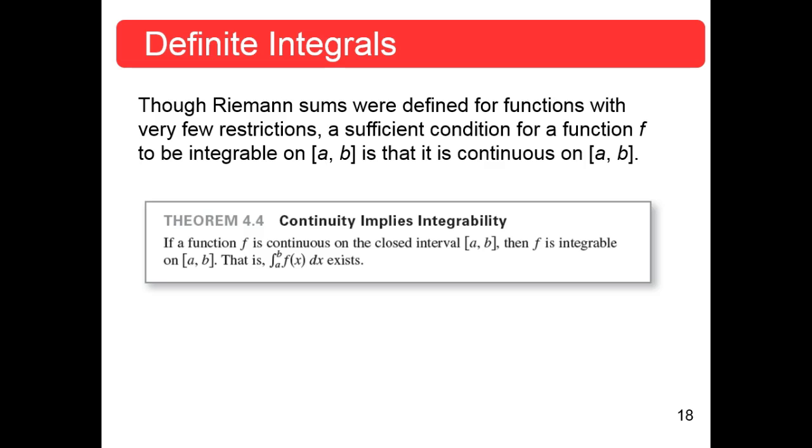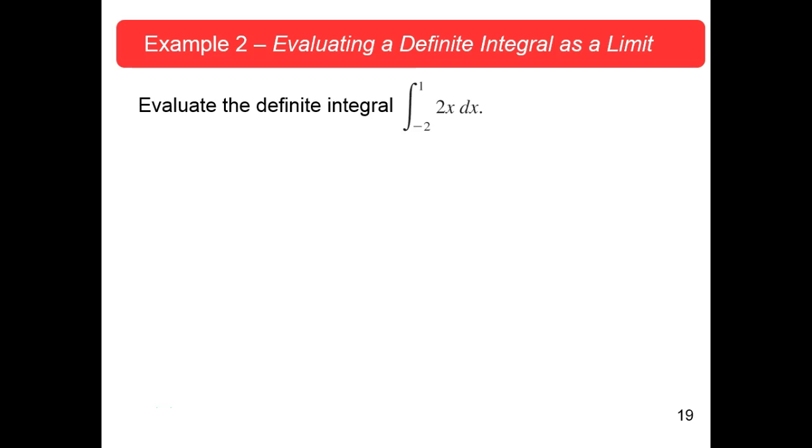The Riemann sums were defined for functions with very few restrictions. A sufficient condition for a function f to be integrable on a to b is that it is continuous on a to b. It has to be continuous, so let's not have any gaps or breaks in it. Continuity implies integrability. If a function f is continuous on a closed interval a to b, then f is integrable on that interval. That is, the integral from a to b of f of x dx exists, and you can calculate it if it's a continuous function.